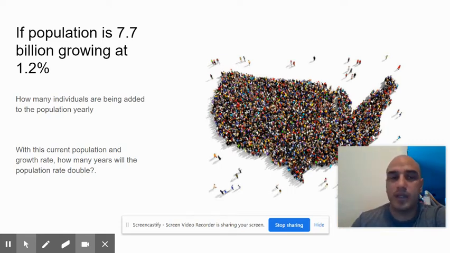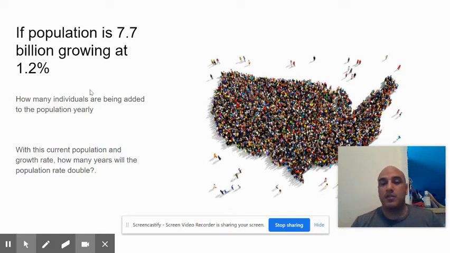What you're going to do is, in order to make a percent into a whole number, you just have to move the decimal over 2 spots. So we're going to take this decimal, we're going to move it to the left 1 and 2. So in the calculator, what I would do is plug in 7.7 billion, and I'm going to multiply that to 0.012. I'll hit equals, and then that is going to give me a number.